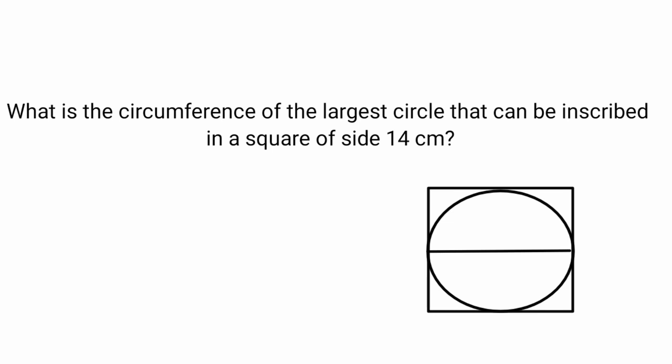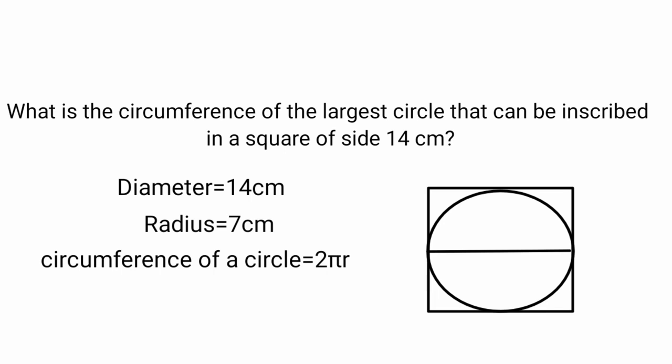So here diameter will be 14, so radius will be half of it, that is 14 by 2, that is equal to 7 centimeter. Now our question is to find out the circumference of the circle. We know the equation for circumference of a circle as 2 pi r. Here r is 7, so 2 pi into 7, that is equal to 14 pi. Now to give the value of pi, remember one thing, if with pi we have a multiple of 7, take the value of pi as 22 by 7.